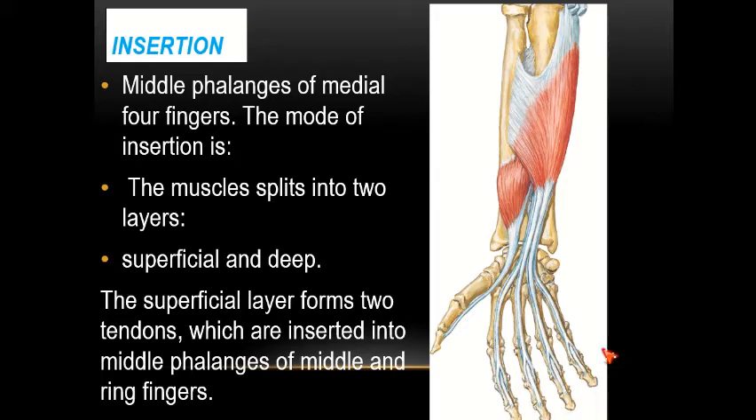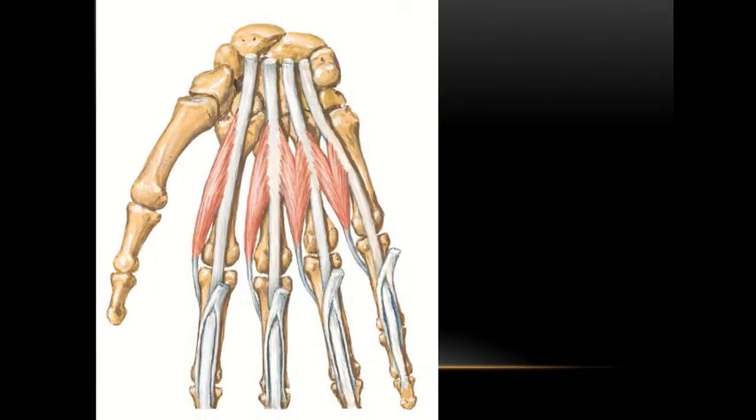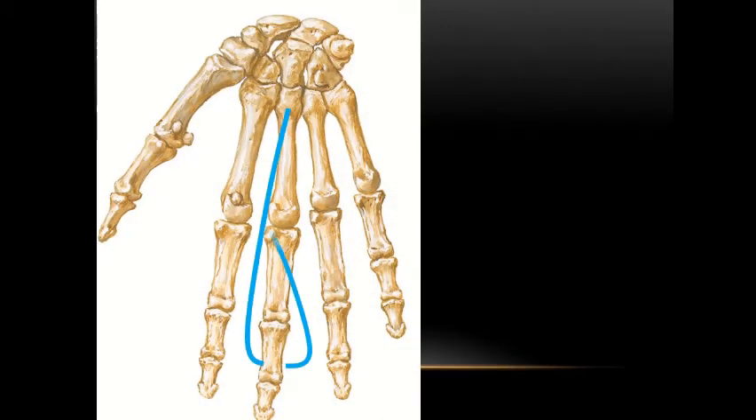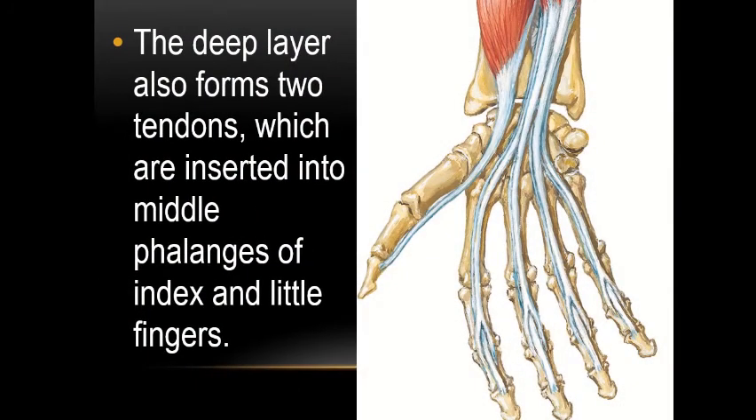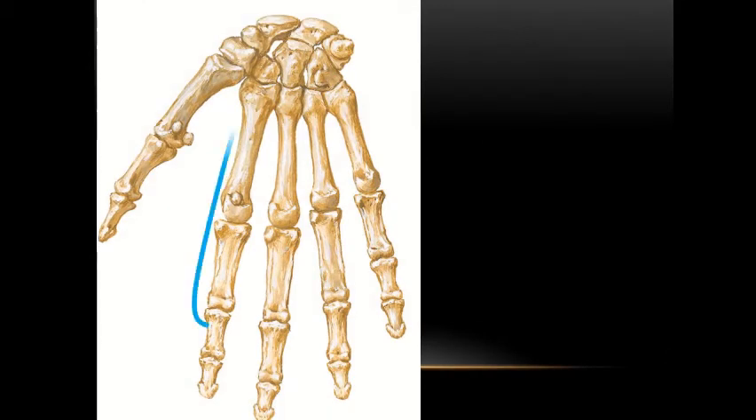Whereas the muscle splits into two layers, one is the superficial layer and the other the deep layer. Let me show you that. In the superficial layer, the two tendons which are running and entering the hand are the middle finger and the ring finger. So this is how the superficial layer tendons are passing. And the deep layer tendons are the index and the little finger tendons. They are running deep. Let me show you another diagram to see how they are getting inserted to the middle phalanx.